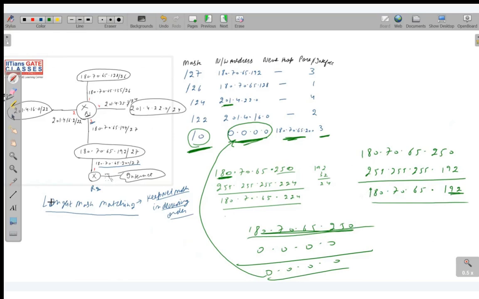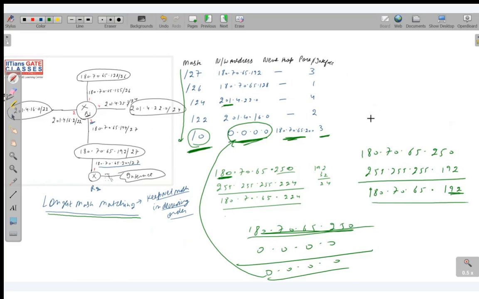So what we have used is longest mask matching. That means keep the net mask in decreasing order. Now, what if you keep them in increasing order? Please tell me, what if you keep it in increasing order? There will be a very big problem which we have to face.